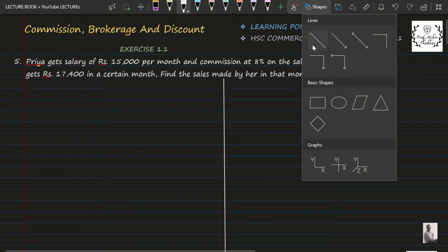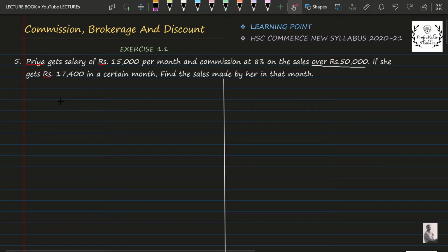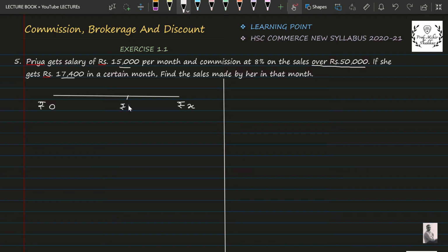Once again, let us take a small number line like we did in the previous sums. We assume that 0 is the minimum sales. Because we don't know the total sales, we assume that it is rupees X. He says that the salary is 15,000 and her income is 17,400. So it means that definitely the sales made are above 50,000. So I can assume that 50,000 is somewhere in between 0 and X.